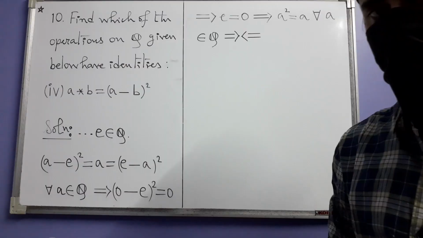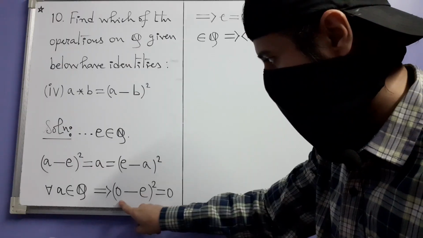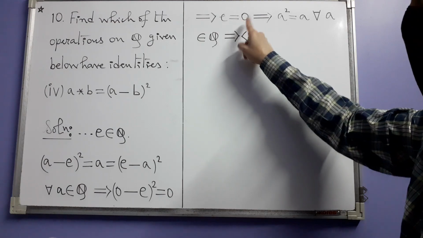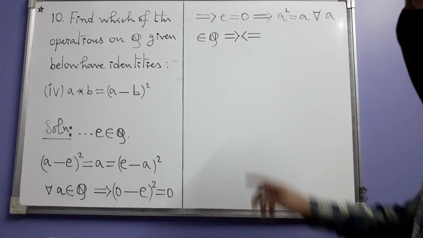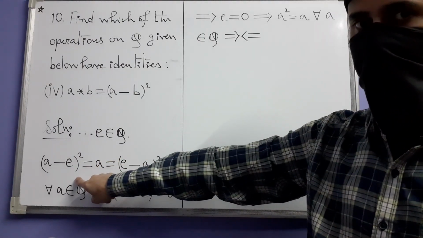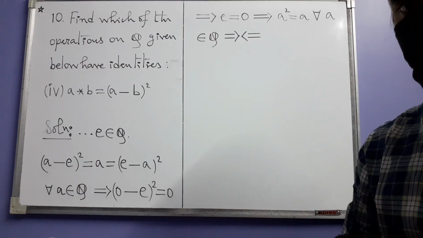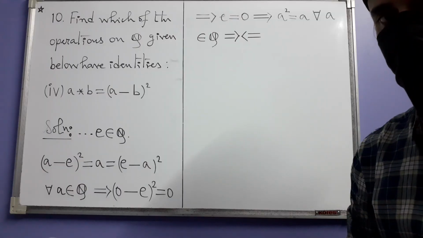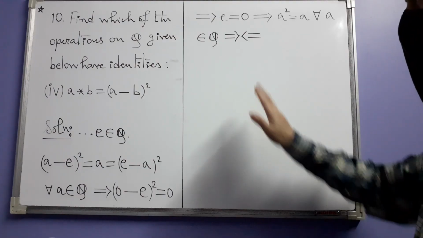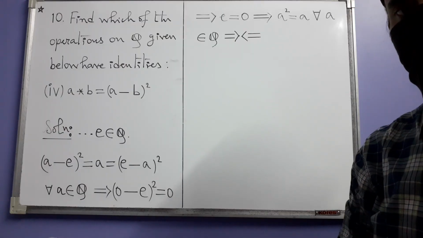So that implies what? In particular, you can take A equal to 0, obtaining this: 0 minus E whole squared equal to 0, from which of course it easily follows that E is equal to 0. And what does that imply? Now if you use this value of E back in this condition, you get A squared equal to A for all A belonging to Q, which however is not true. For example, 2 squared is not equal to 2, although 2 is a rational number. So we have got a contradiction. Sometimes you can write like this to indicate that we have got a contradiction.